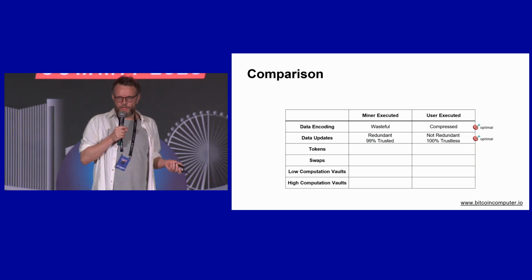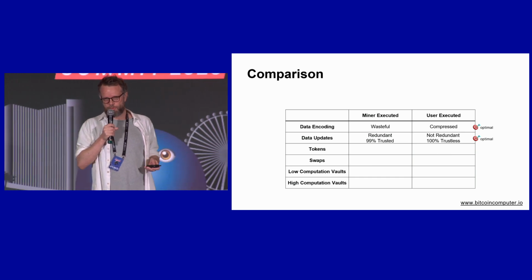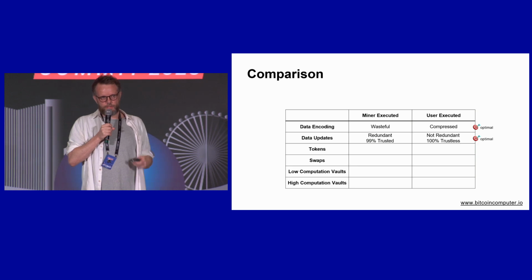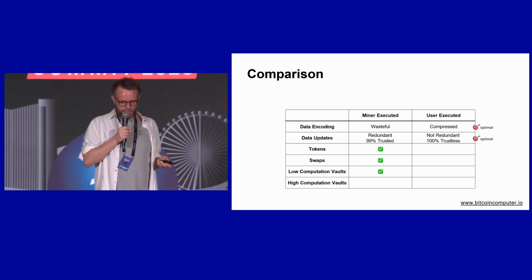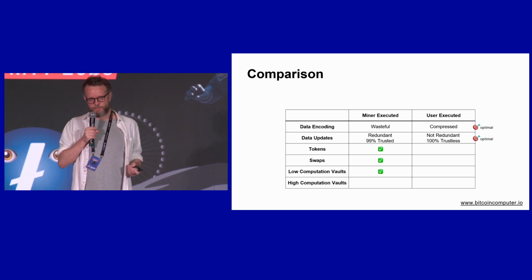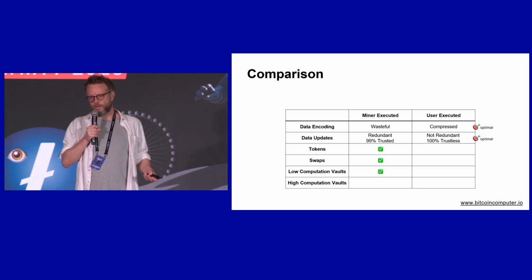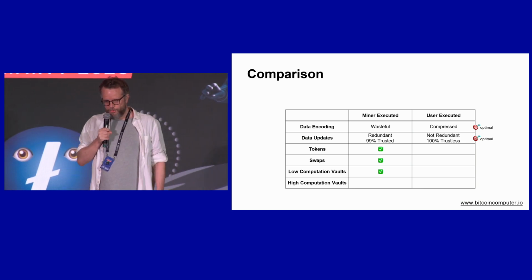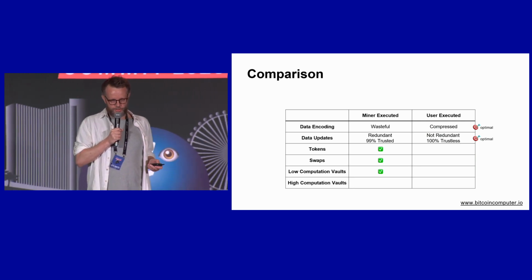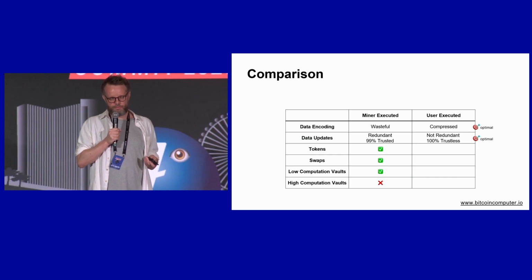Okay, but if you look at that, you'd think everybody should be using user-executed smart contracts. Why is everyone using miner-executed smart contracts? It has to do with the smart contracts that can be encoded. On Ethereum, with miner execution, you can obviously build tokens and swaps, but you can build all these amazing vaults. Literally all of DeFi, for example, is a vault. However, due to their inefficiency, you can only do low-computation vaults. High-computation vaults are still impossible on Ethereum because they would be too expensive to ever evaluate.